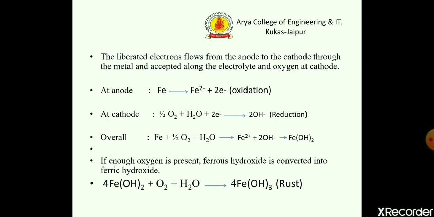The overall reaction is Fe plus half O2 plus H2O converted into Fe2+ and 2 hydroxide ions, which form ferrous hydroxide. If enough oxygen is present, ferrous hydroxide is converted into ferric hydroxide. The reaction is as follows: ferrous hydroxide in the presence of excess oxygen converted into ferric hydroxide.